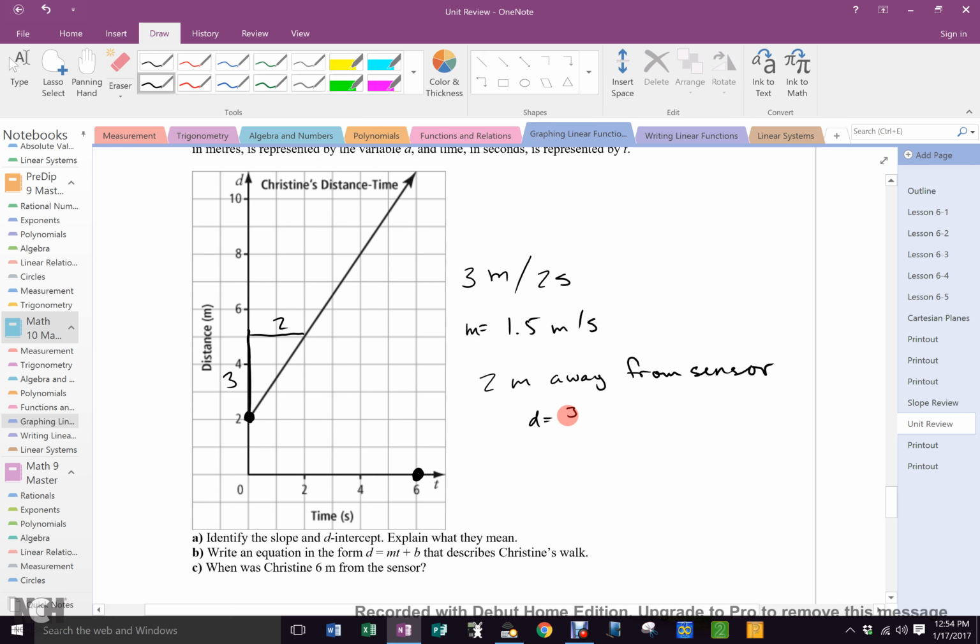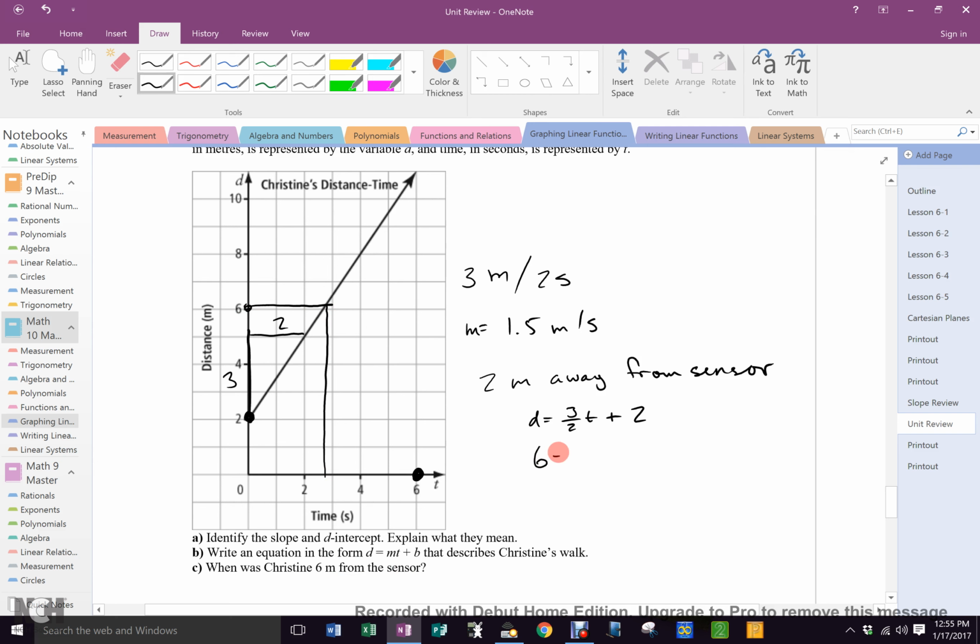D equals 3/2 t plus 2. 6 meters away. What do I really put in there? Where does the 6 go? Up here, yes? So I go over there and down. And you can see it's not exact, is it? So what do I got to do then when it's not exact? I got to use algebra, right?